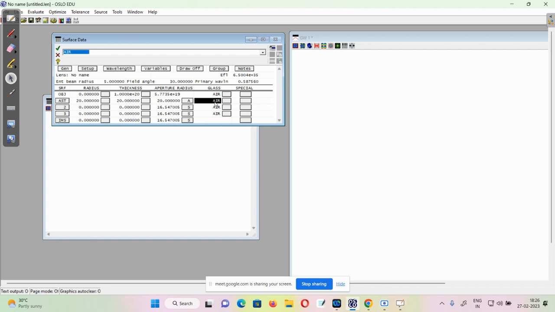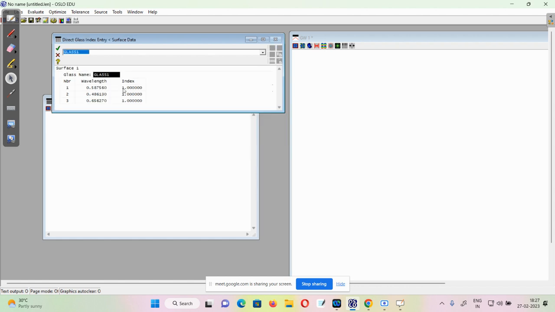Then comes, this is my first surface. So it is not air. It should not be air. It should be a particular glass of refractive index. So you are going to give a value. You can directly give a value, or it will give a glass number. There are three different wavelengths used. Mainly we'll use the first wavelength. So I am saying that the refractive index for all the wavelengths is 1.5.